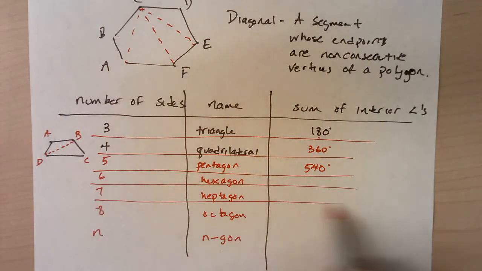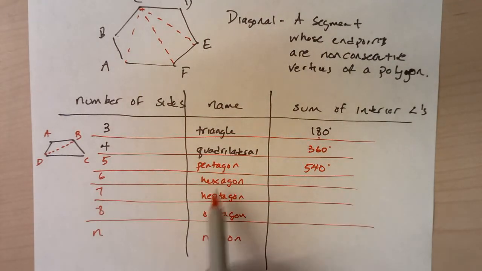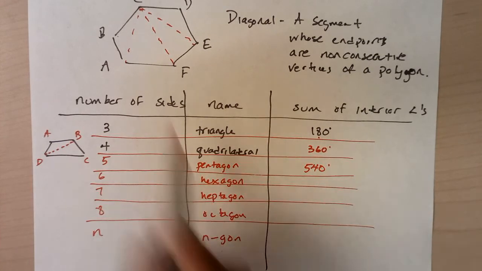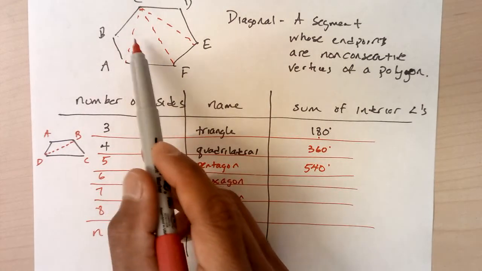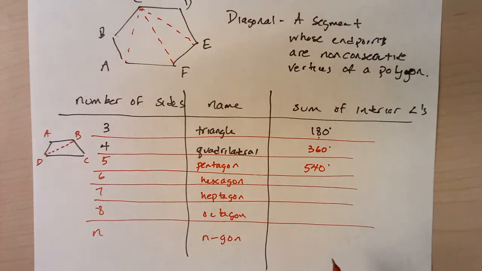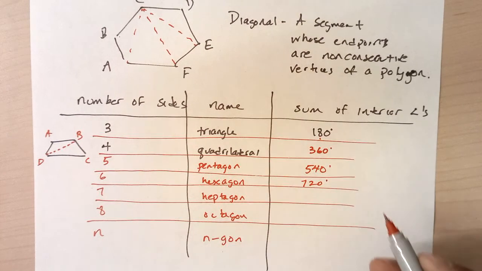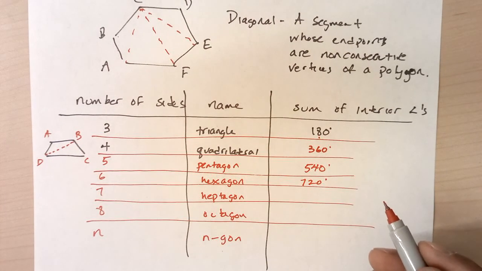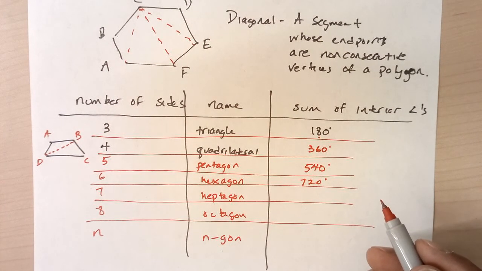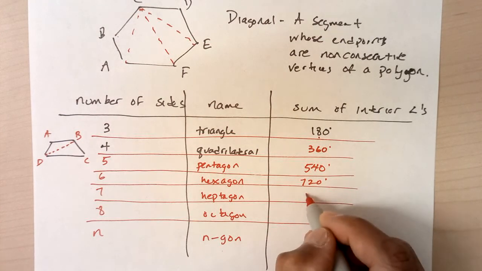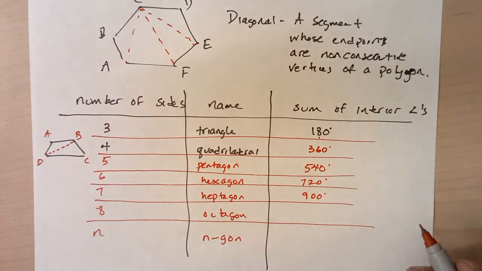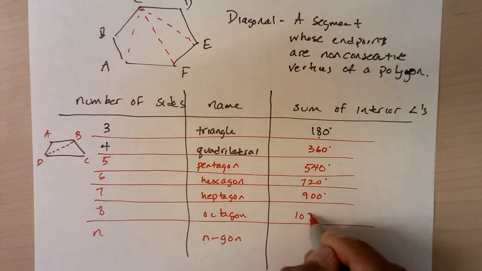The sum of the interior angles of a hexagon. And here's a hexagon. You could break that up into 1, 2, 3, 4 triangles. The sum of the interior angles of all 4 of those triangles is 180 times 4. So that would be 720 degrees. That's the sum of the interior angles, all 6 of the interior angles of a hexagon. For a heptagon, that would be 900 degrees. For an octagon, 1,080 degrees.